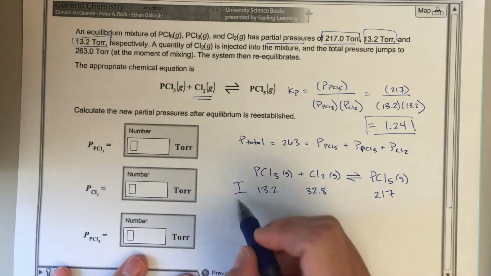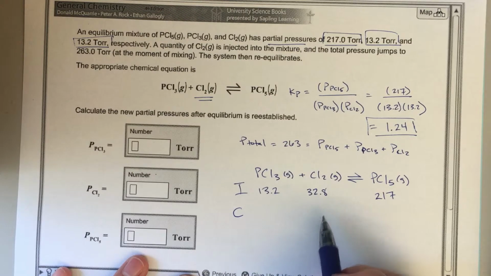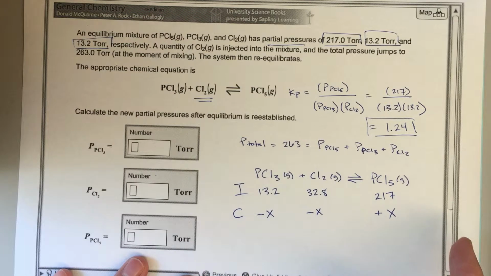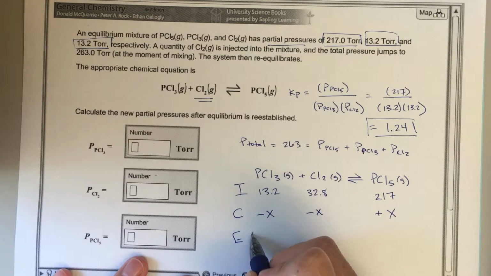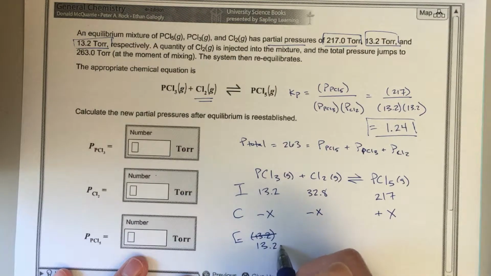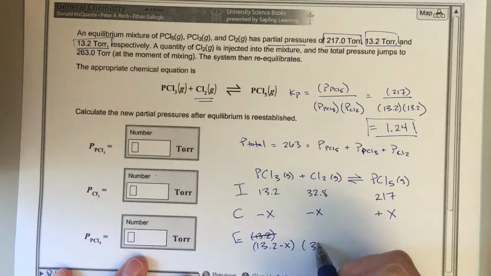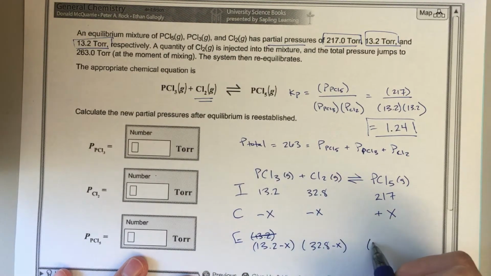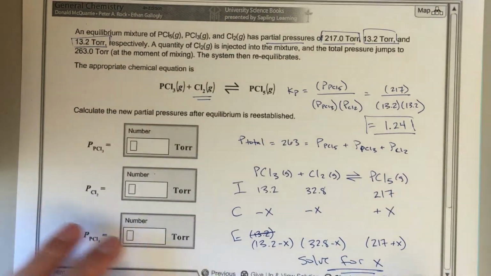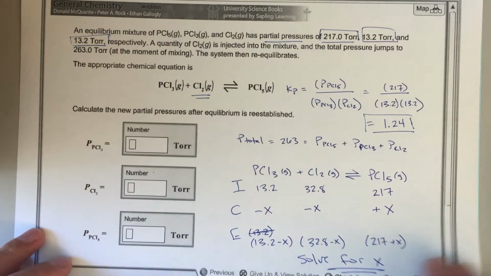We're not at equilibrium, because I've perturbed the system. To get back to equilibrium, I'm going to shift this reaction to the right. Then I can write out my equilibrium expressions: 13.2 minus x, 32.8 minus x, and 217 plus x. So now the goal is to solve for x. I'm going to show you how I would do that on this other piece of paper.